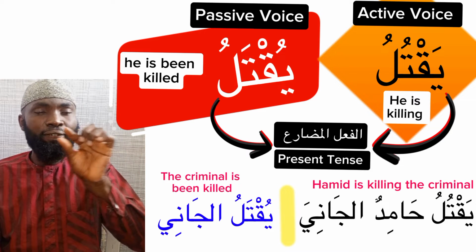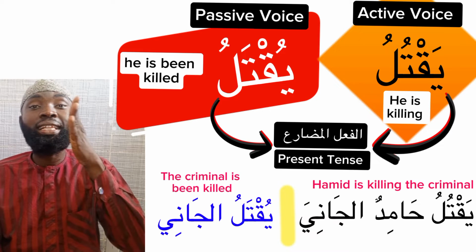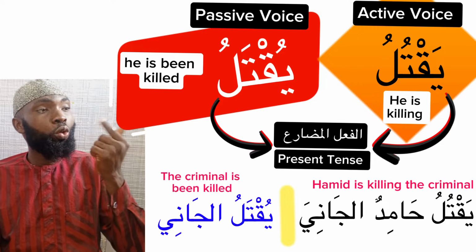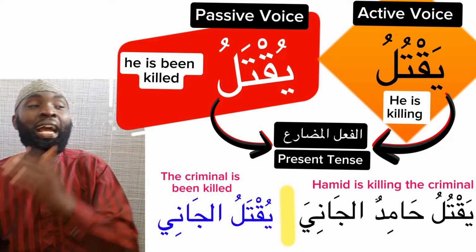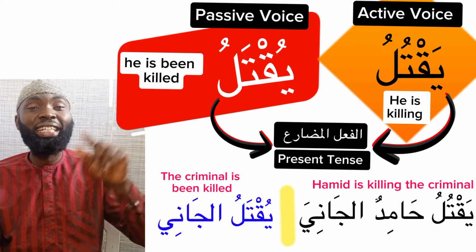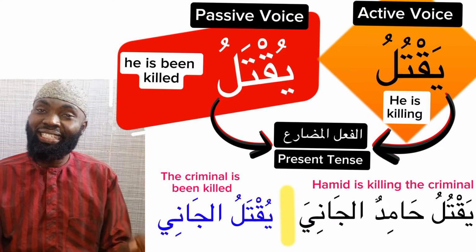Now you see the difference here is that when the word yaqtulu is used, which is in the active voice, the subject of the sentence will be mentioned, which is Hamid. However, when yuqtalu, the passive voice, is used, the subject will be omitted and the object will take the position of the subject. That's why al-jani here will now be in the marfu', the nominative case.